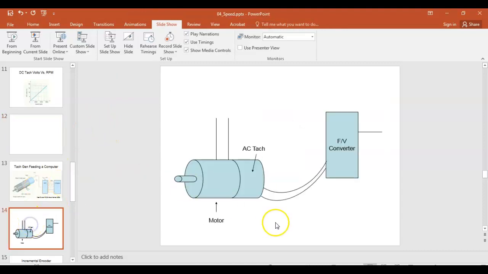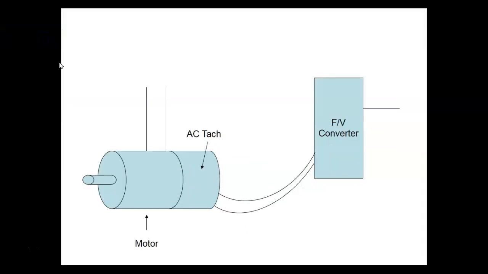So here we could go V to F converter, F to V converter. That's nothing but a rectifier assembly. So we could take this and convert it to DC real easy. So anybody who takes solid state, y'all learn how we do that.